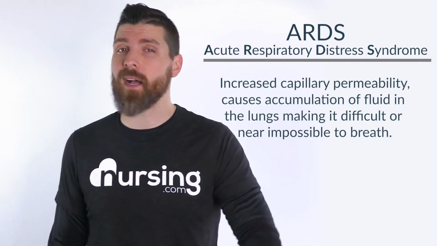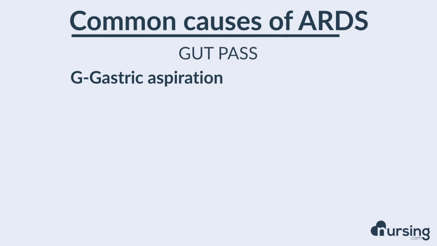This is really, really common in those critically ill patients. And the reason that we use the mnemonic GUT PASS is because of the first one, which is gastric aspiration. Anytime we have a patient that aspirates, it can actually cause that buildup and accumulation and trigger that response.